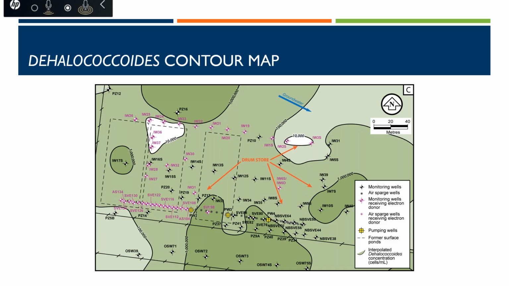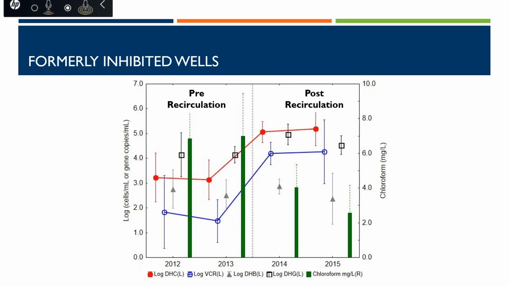So we want to know if it worked. If you look at the Staphylococcus contour map, you can see, based on the sampling event post this, that now all the area, including that formerly inhibited area, is above that 10 to the 4 cells per mil mark. So very successful. So let's take a closer look at the monitoring wells in this inhibited area.